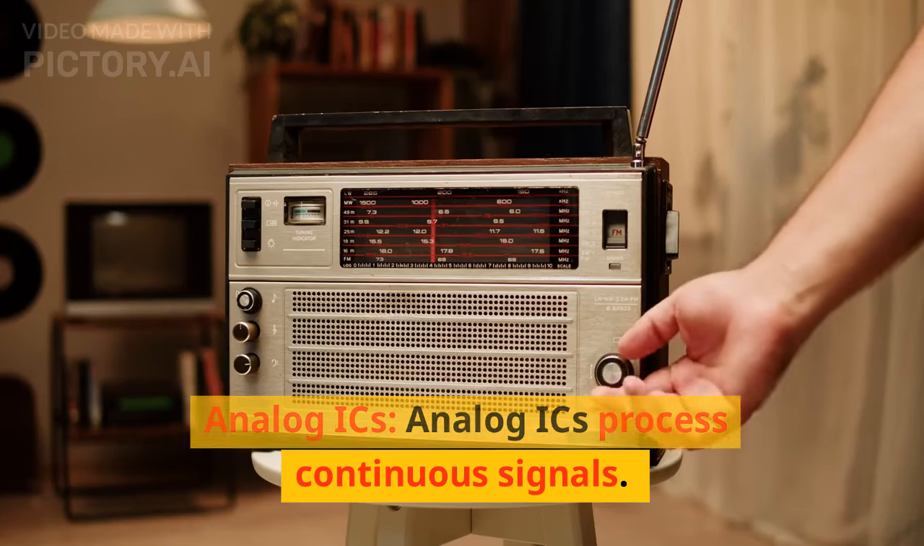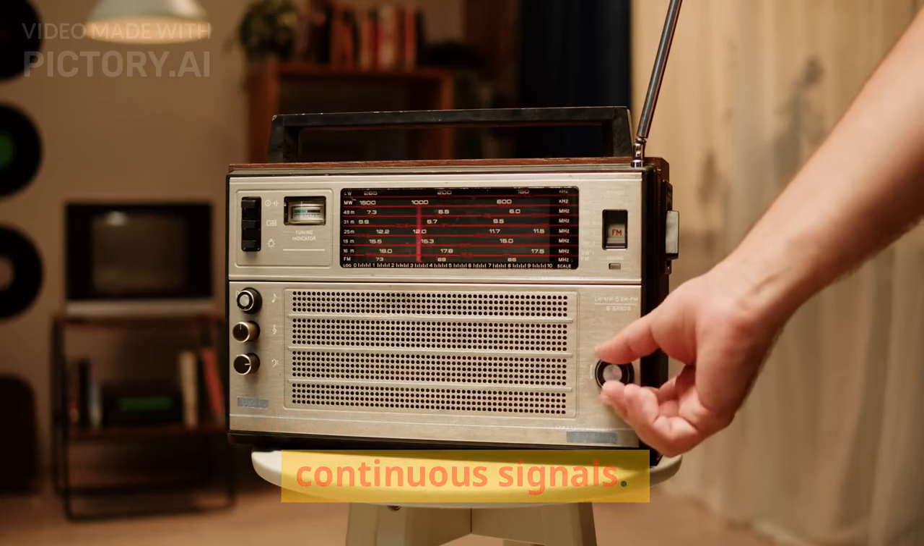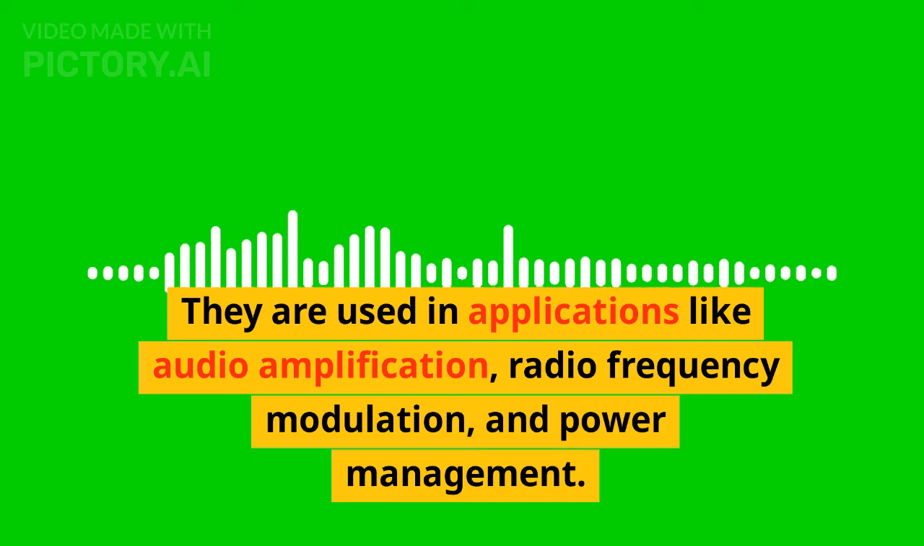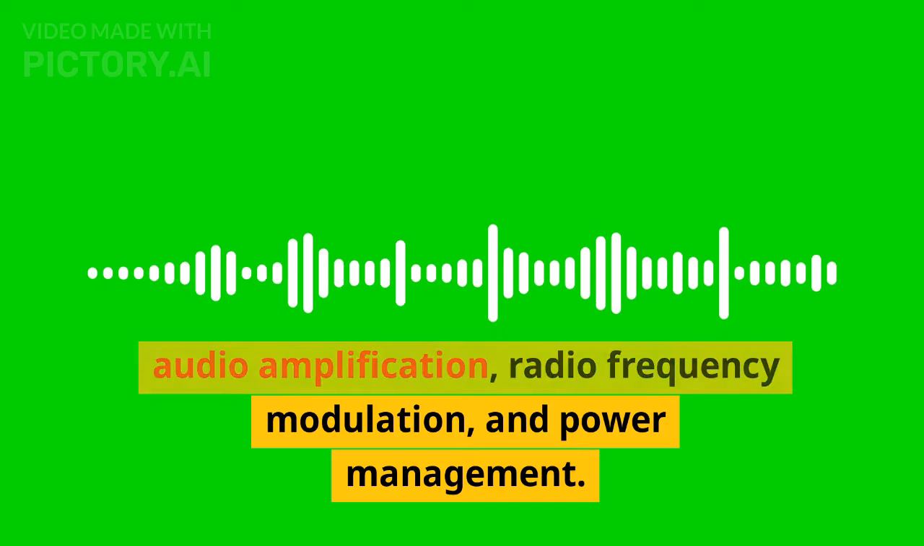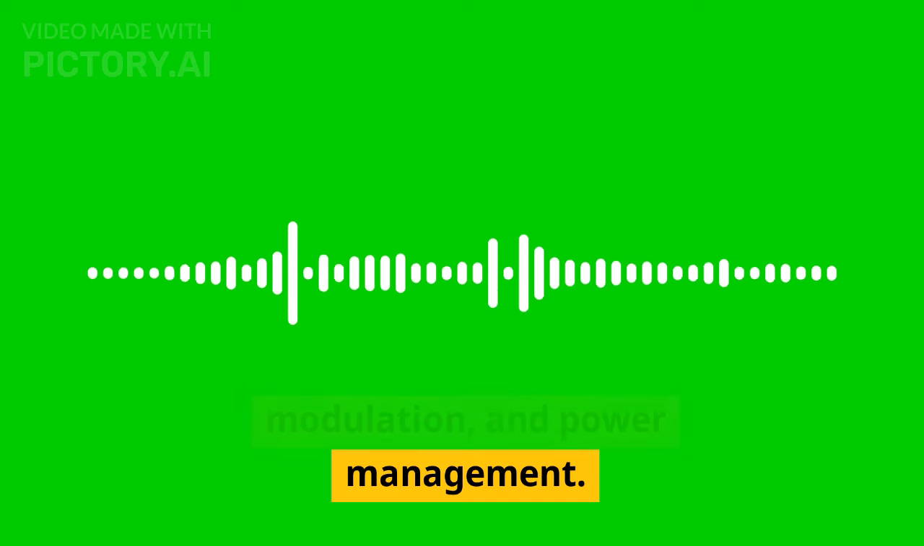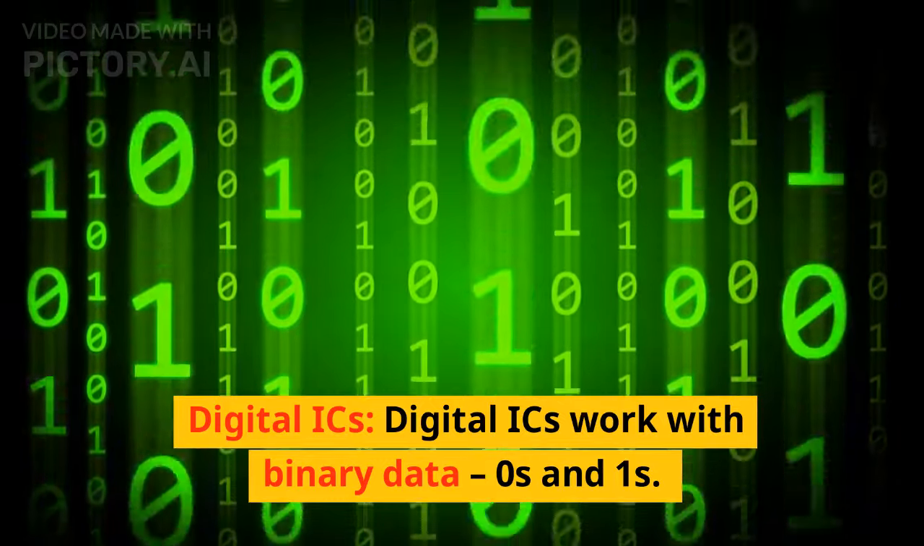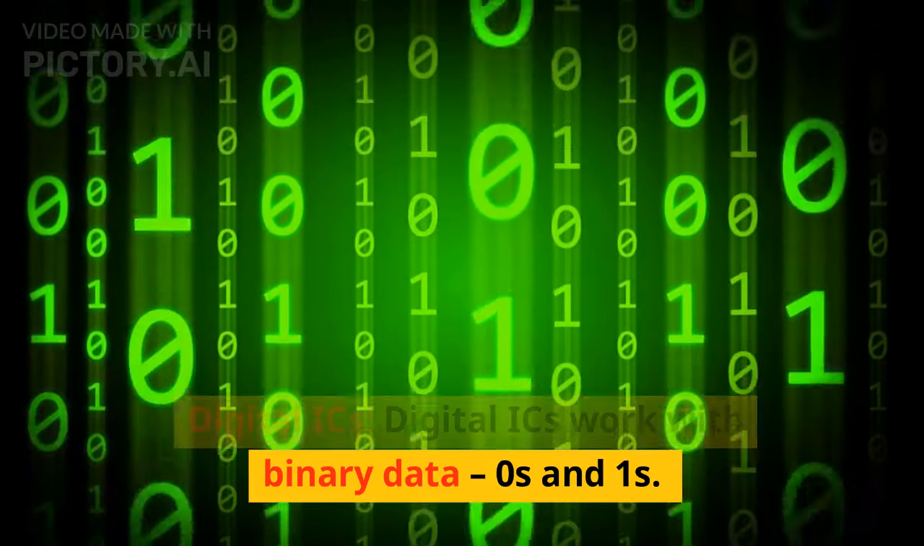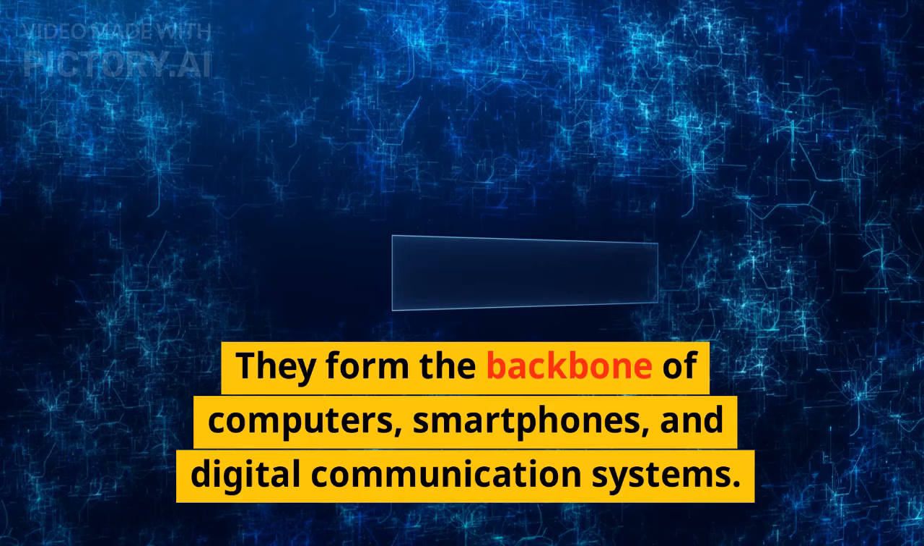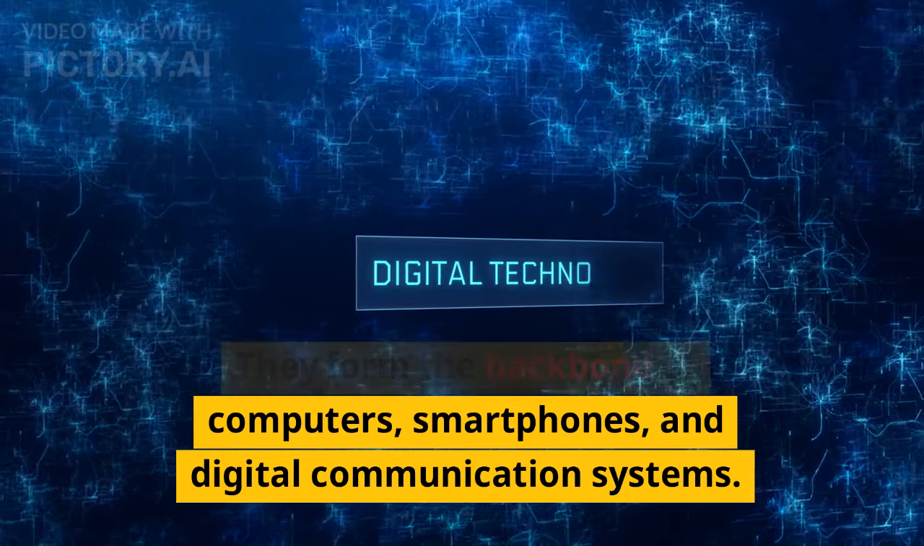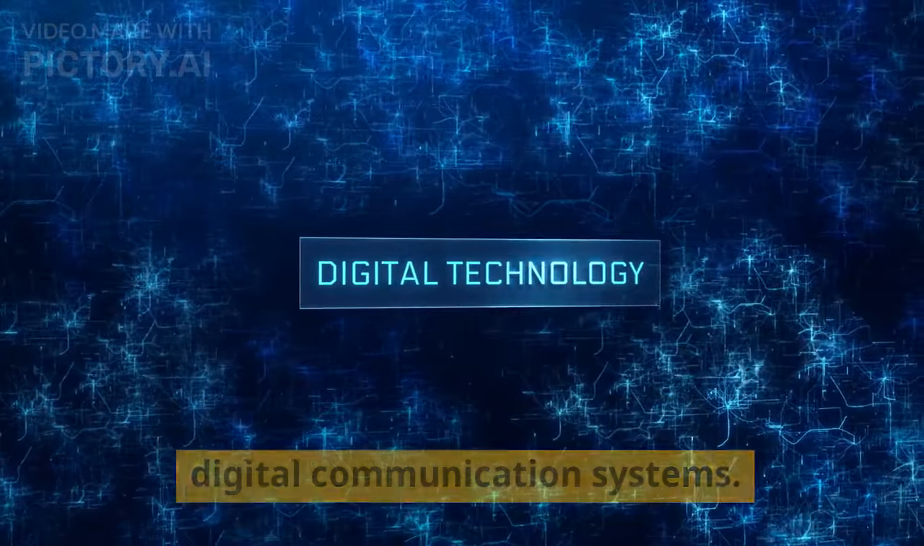Analog ICs. Analog ICs process continuous signals. They are used in applications like audio amplification, radio frequency modulation, and power management. Digital ICs. Digital ICs work with binary data, zeros and ones. They form the backbone of computers, smartphones, and digital communication systems.